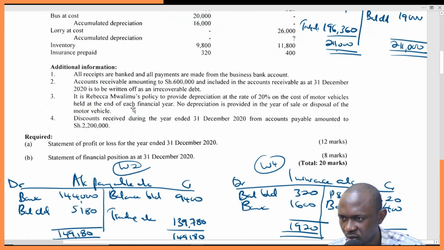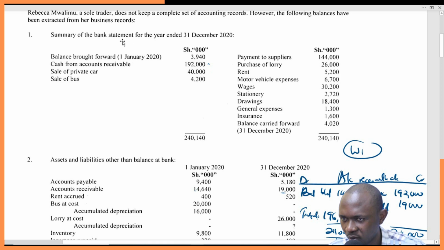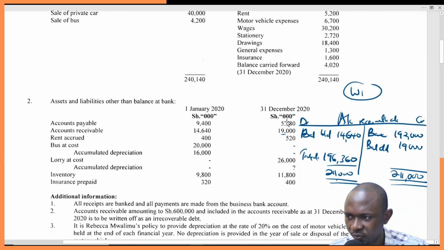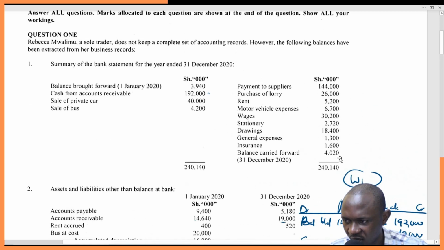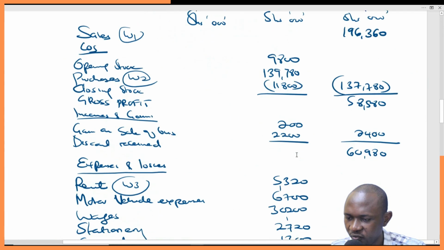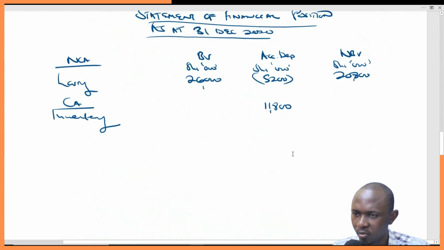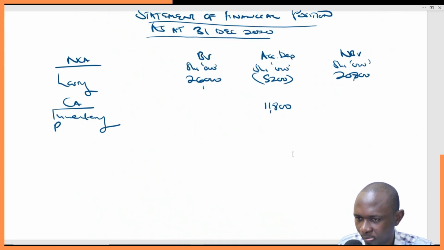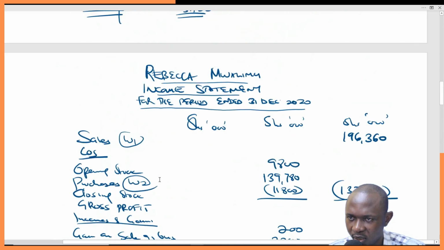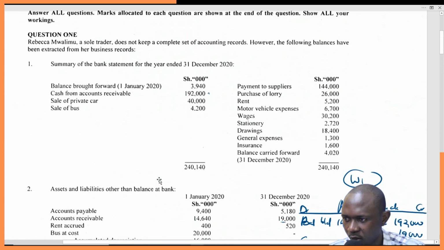Then we go to the next one. Let's now pick from the question. We start number one. So the bank, you can see bank balance 4020. This is bank at 31st December. These are the payments and receipts for the bank that year. But at the end of the year, we had 4020. So bank 4020. Good.